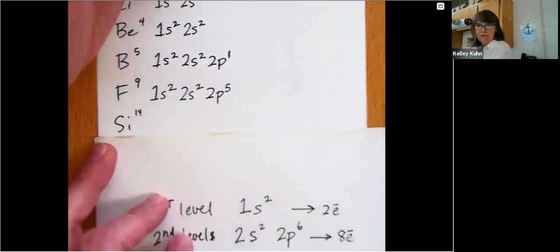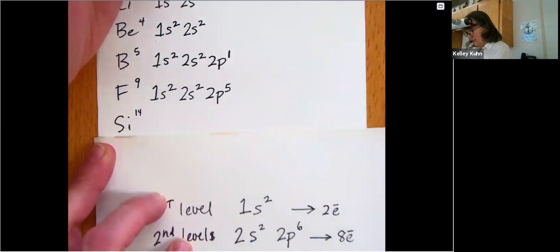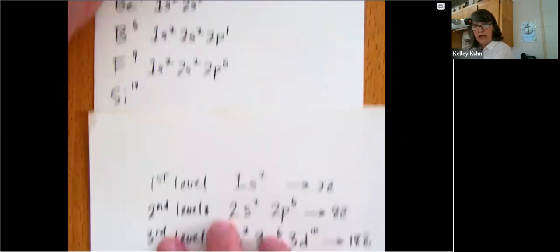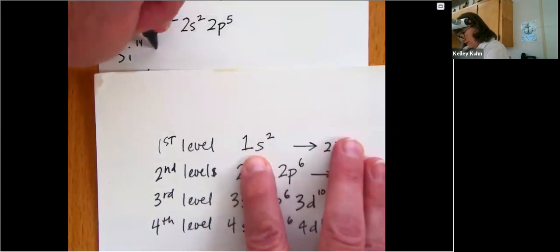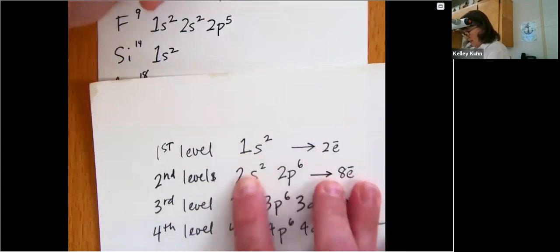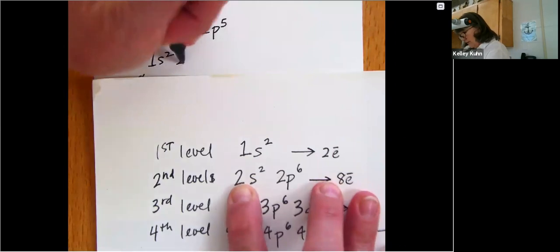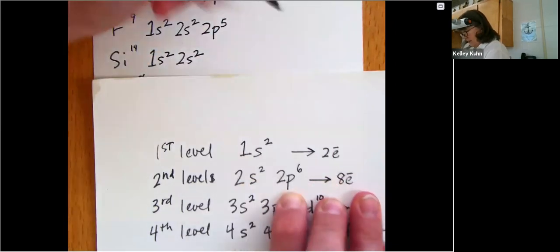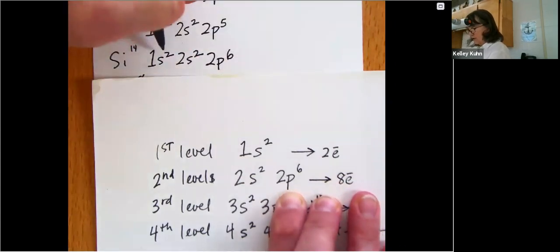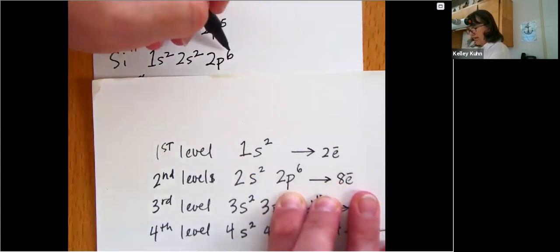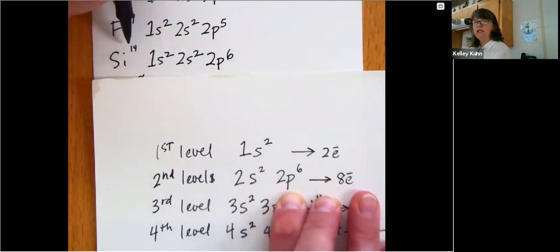So make a big jump here. Silicon has 14. So let's look at our orders. I'm going to fill in my 1s2 first, my 2s2 second. If I fill in my 2p6, I'm at 2, 4 plus 6 is 10. So I still need to keep going.